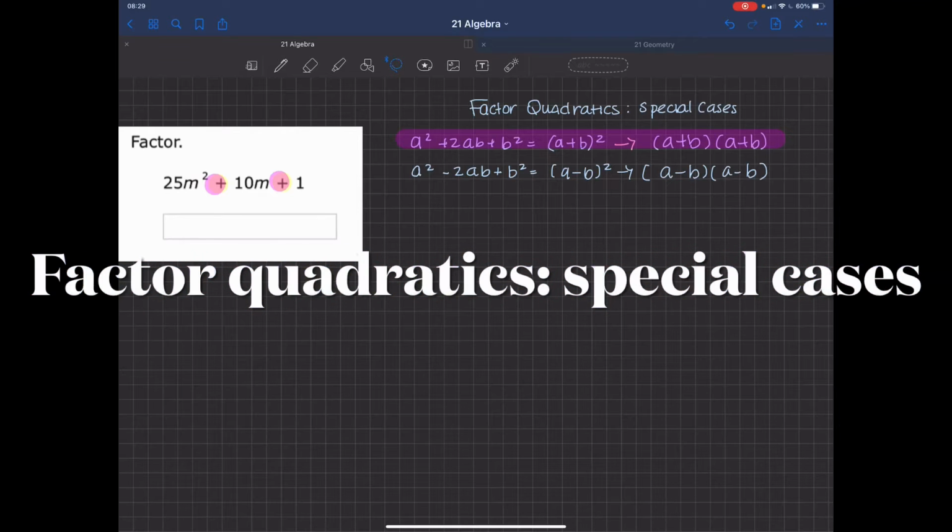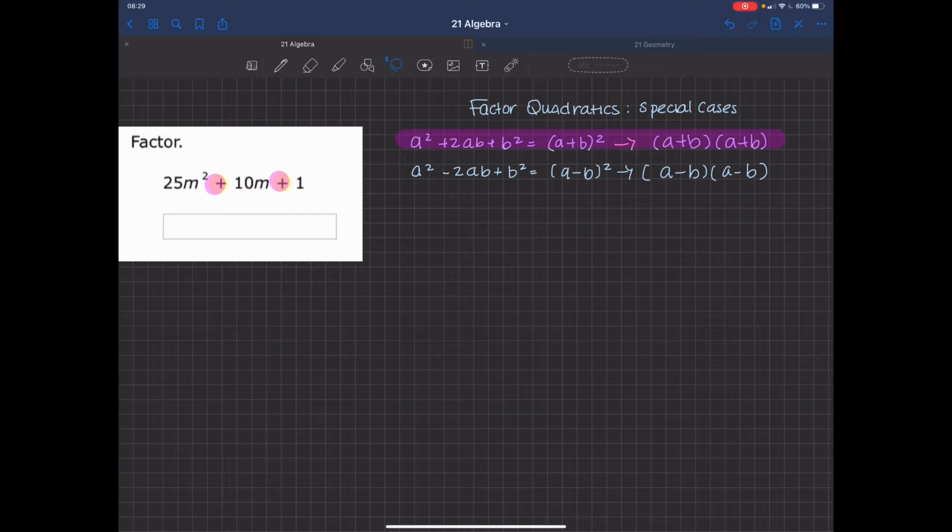Go ahead and look at how to factor quadratics in special cases. So we're going to factor 25m squared plus 10m plus 1. What you need to notice about this one is that the first term is a perfect square and the last term is a perfect square. And all the signs are positive. That's why I highlighted the signs.